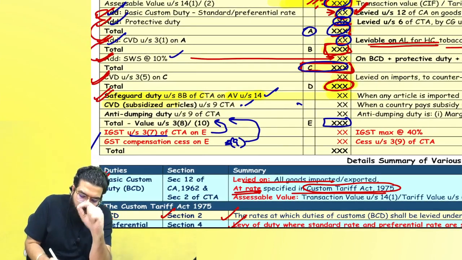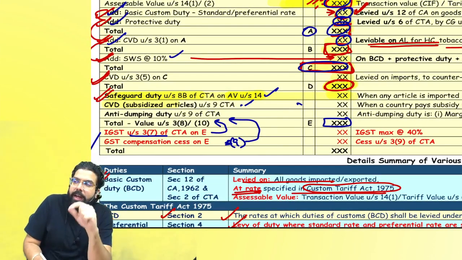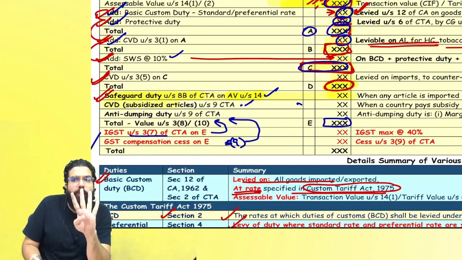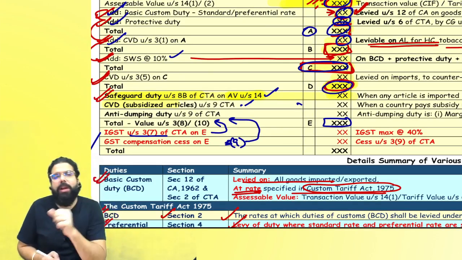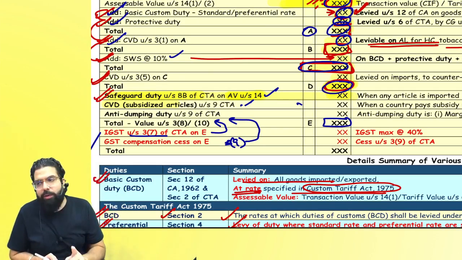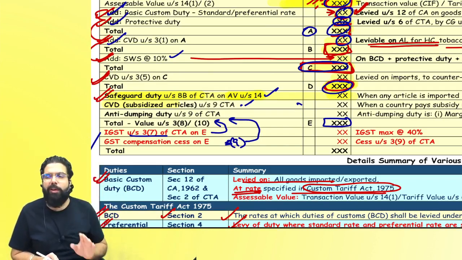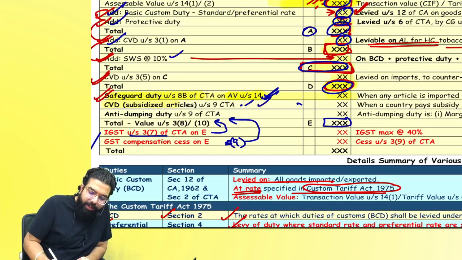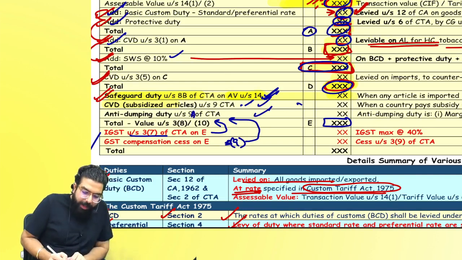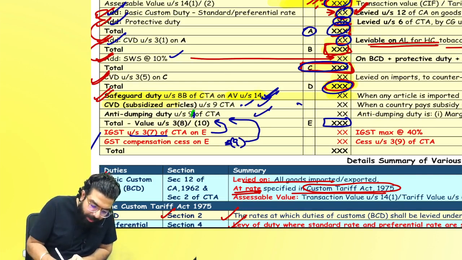Then on the total, you will charge CVD under section 3.5, which is to compensate VAT or sales tax, 4% only on MRP. Now the total will come. Then you will charge safeguard duty. Safeguard duty is always on assessable value. In the exam they will tell you how to calculate. Remember, safeguard duty, then CVD on subsidized article and anti-dumping duty will be charged. Always remember anti-dumping duty is under section 9A. Then the total will come.